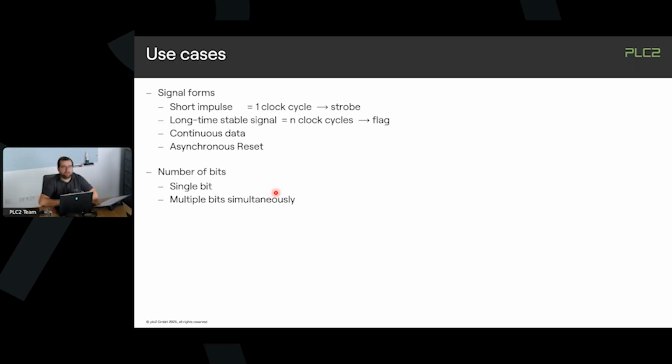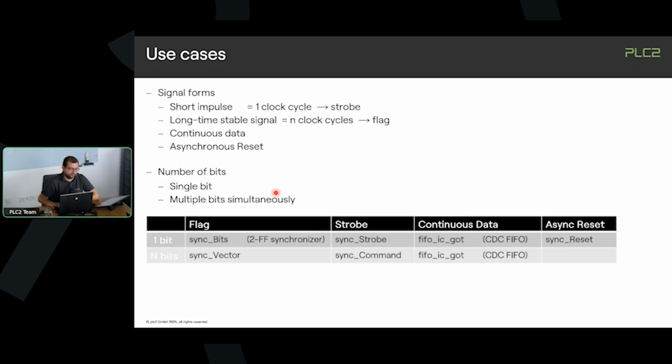The second category we can take is the number of bits. Either we want to synchronize a single individual bit, or we have multiple bits that we need to synchronize simultaneously from one clock domain to another. So let's put it all together into a table.